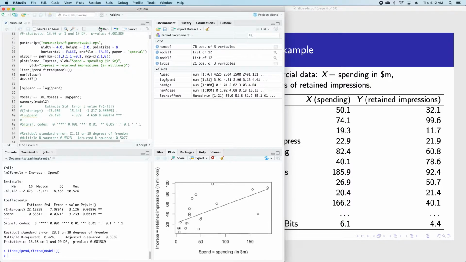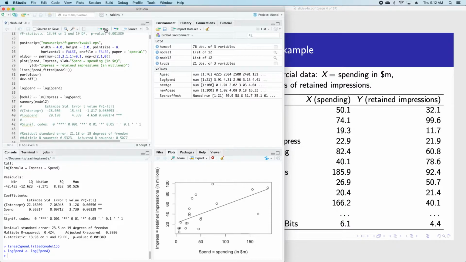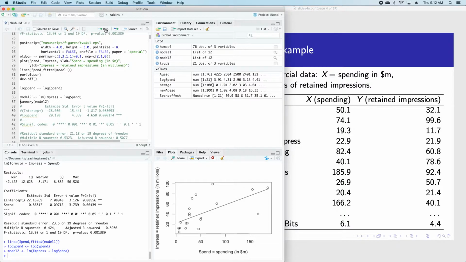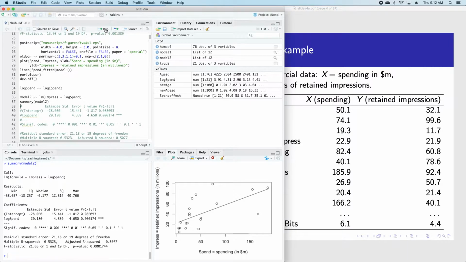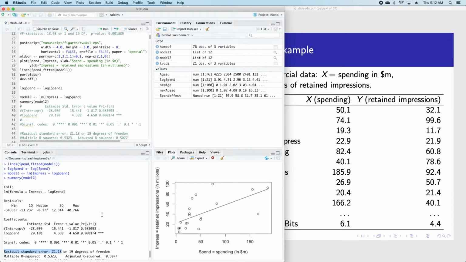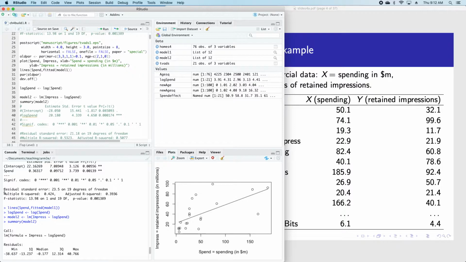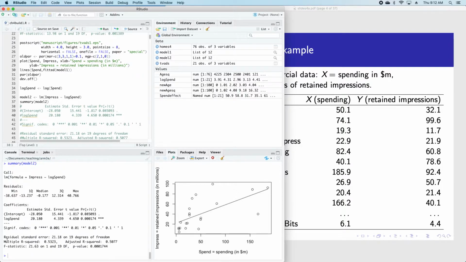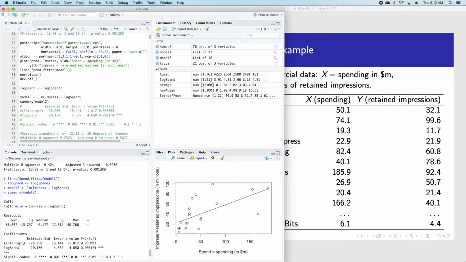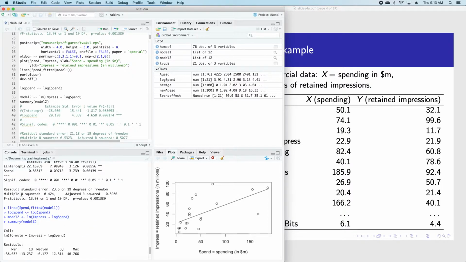Okay, so now we'll apply our transformation and we'll fit our new model with the transformed x, and we'll summarize that model. And now we'll look at regression standard error: 21.18. Okay, that's a better number than we got before because it's smaller than 23.5, so that's good. Let's look at R squared. We get, I can highlight it, 0.5323. We want that to be higher than it was before, and it is. It was only 0.424 before.